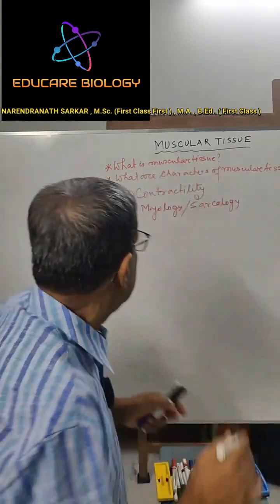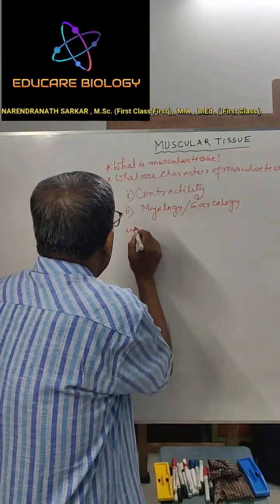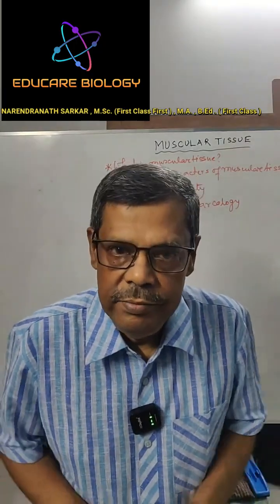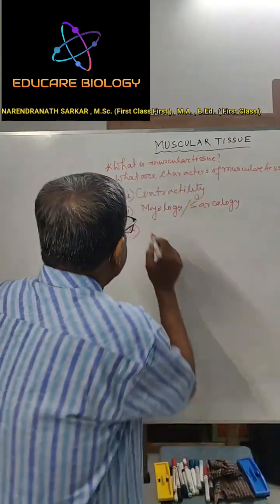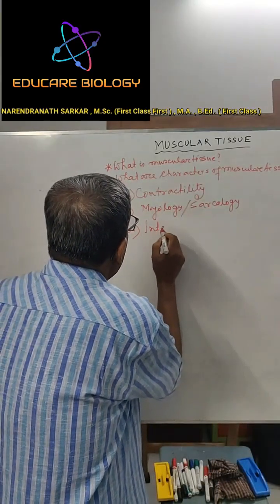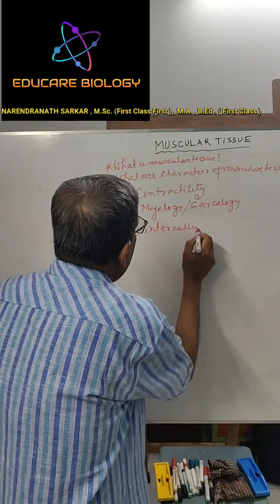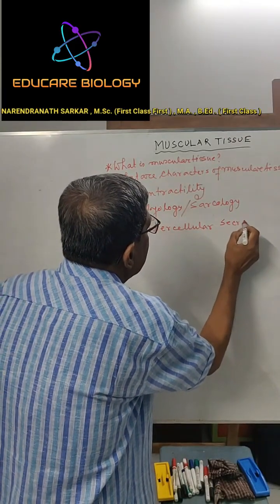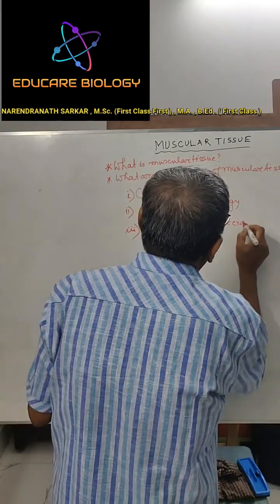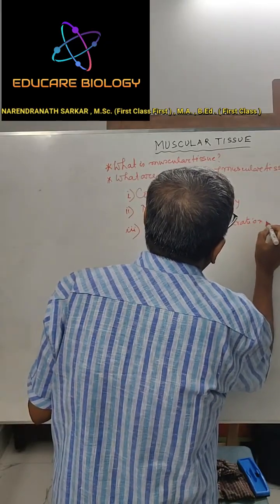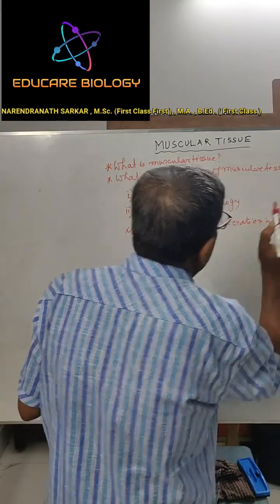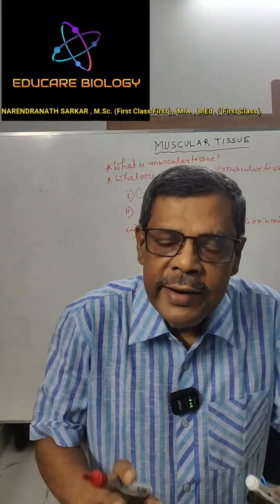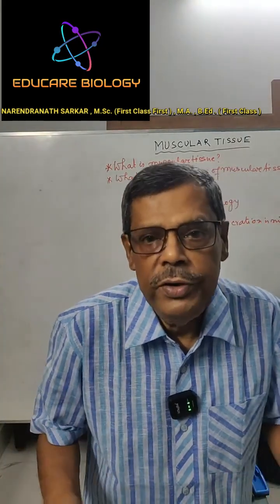Next, number three, intercellular secretion is nil. No intercellular secretion is found in this tissue.